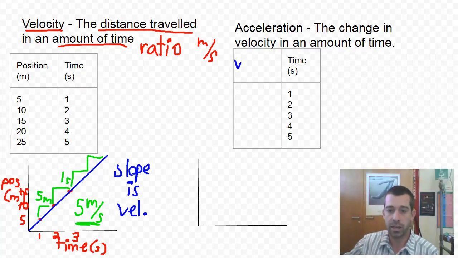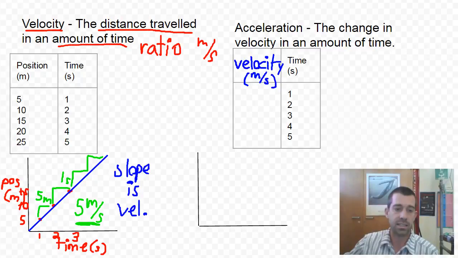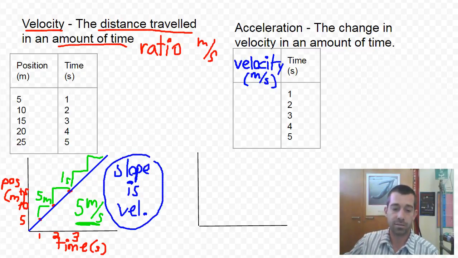So I'm going to make a data table over here of velocity versus time. And that velocity is going to be represented in meters per second. So notice the data I'm collecting from over here is now being transformed into velocity versus time. So I'm going to be graphing the slope of this graph into this data table. Okay? And let's go ahead and just write down those numbers.